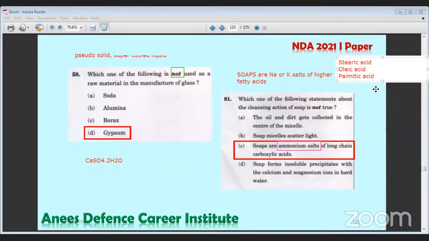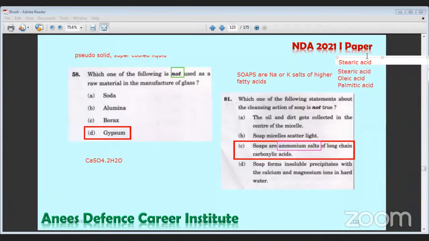You have to keep in mind these three are the higher fatty acids that I am talking about in preparation of soap. So what components will soap have? Either sodium or potassium, one of the two. Both are also possible in varying quantity, but generally it's either one. So sodium, potassium, and along with that you have one fatty acid. It could be either stearic acid, oleic acid, or palmitic acid. Either one.